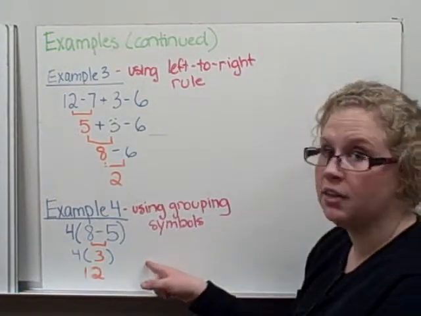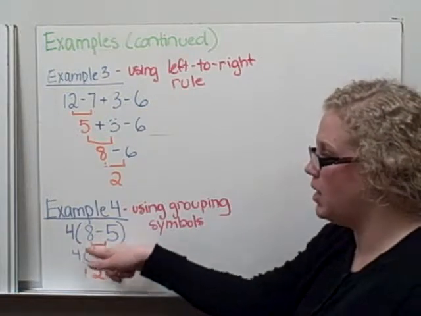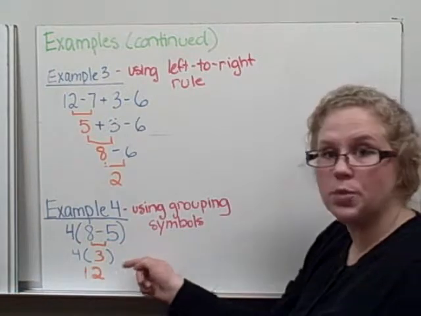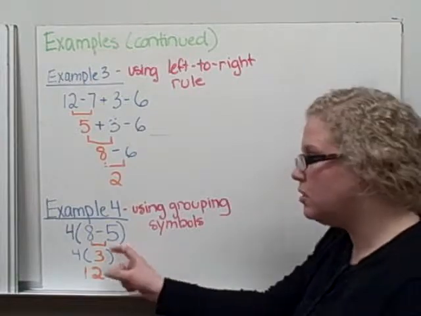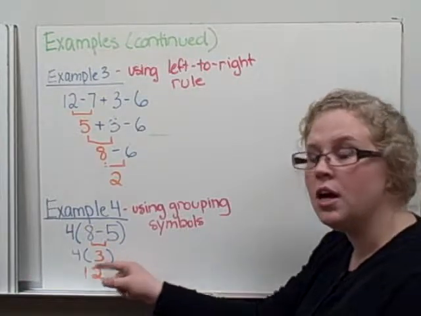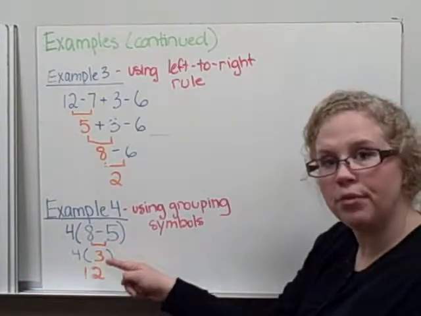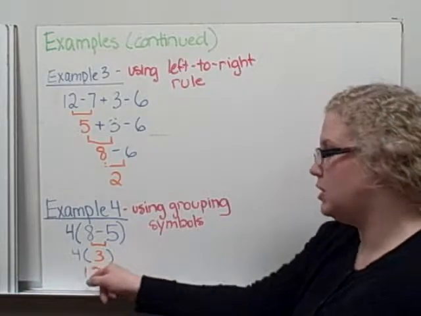In our fourth and final example, we have 4 times the quantity of 8 minus 5. First, we must do what is inside the parentheses. 8 minus 5 becomes 3. Now we have 4 multiplied by 3, which we can do to give us 12.